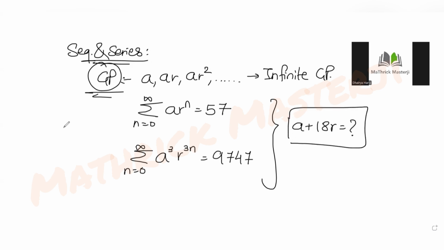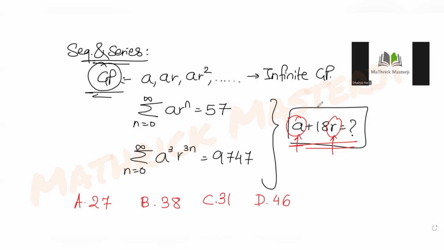The answer choices that we have here are 27, 38, then 31, and the last answer choice is 46. We need to figure out which one is the correct answer. Since they have asked us to find a+18r, I need to find a and r, and once I get both of them, I'll just put them in this expression and get the answer, right? So let's try to solve this further.